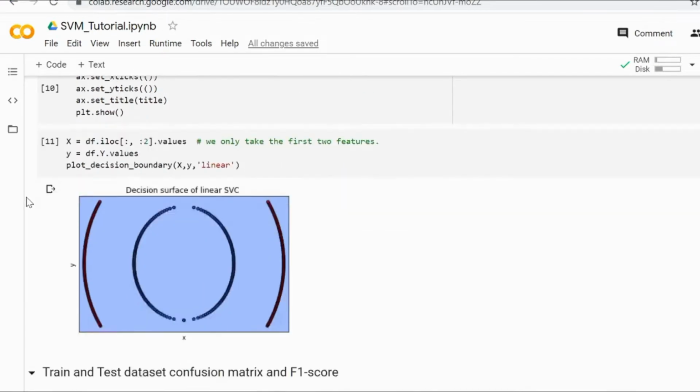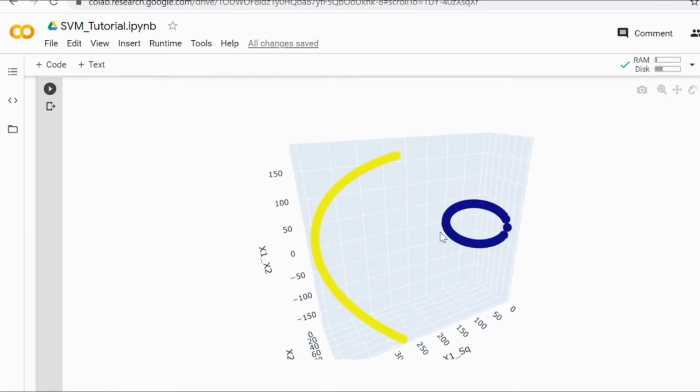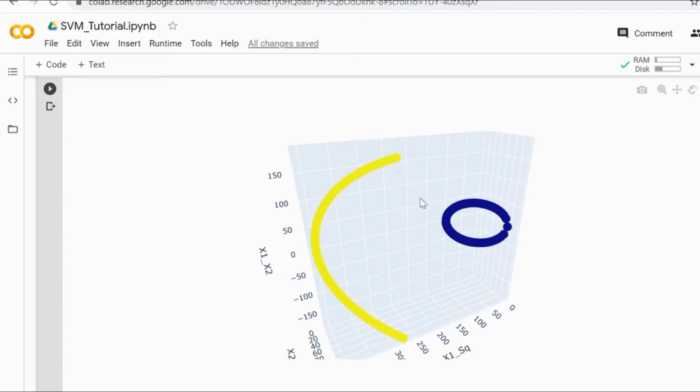We cannot create a 5-dimensional plot, but as you can see, I have taken these points in a 3-dimensional space and I can easily generate a square boundary over here and separate these 2 classes. Okay, so all these things I will explain in this video.